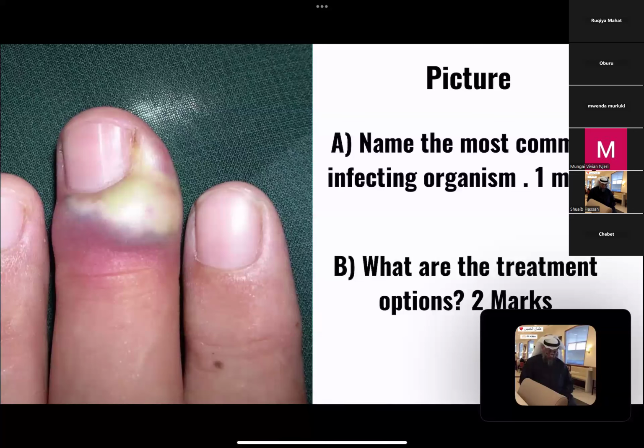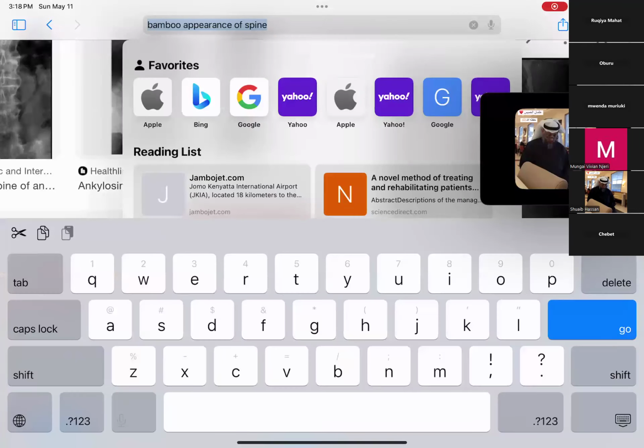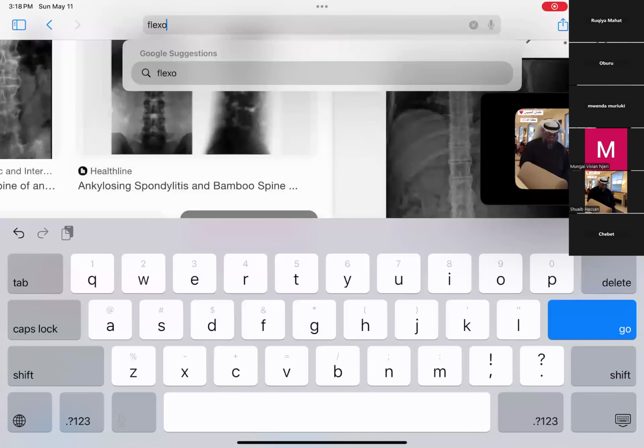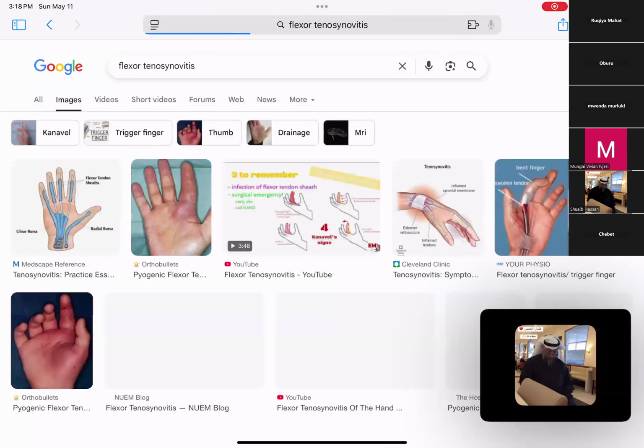So there is a fusiform swelling. There is pain on passive extension. There is pain and tenderness of the flexor tendon sheath. All right, and it is held in a flexed position. I think I need to show you this. Flexor tenosynovitis, okay. So this is how it looks.